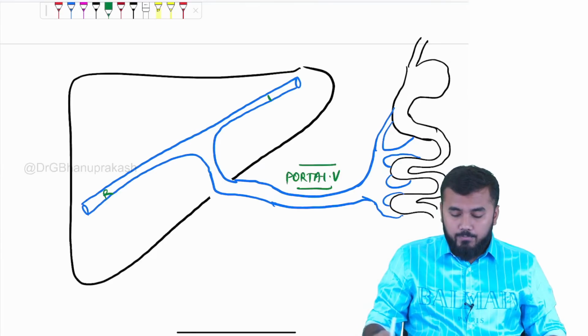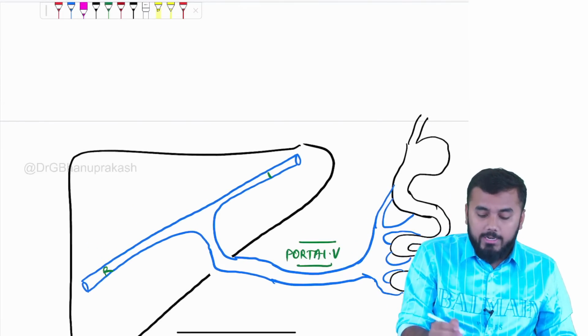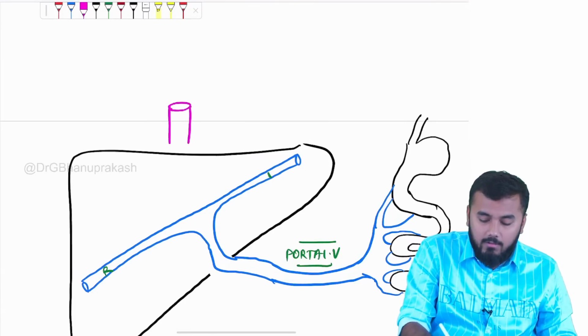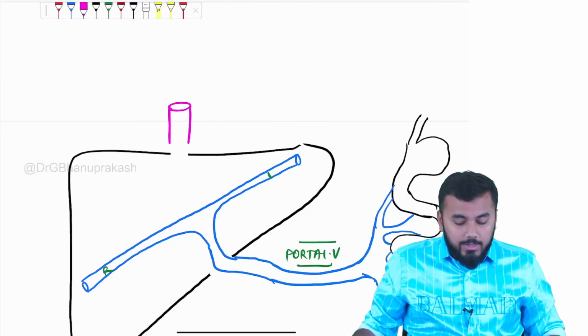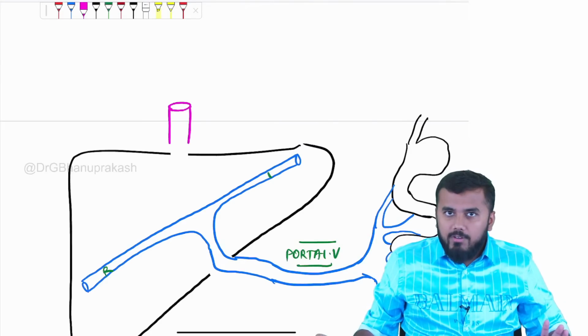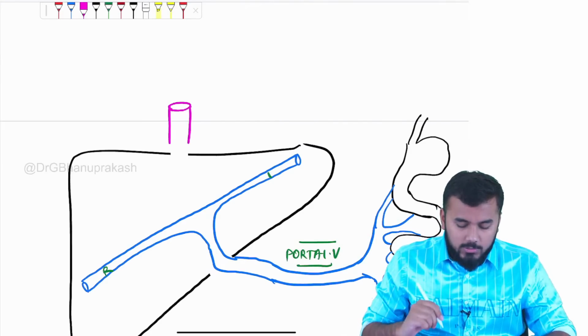Another important thing is that I have already discussed the inferior vena cava, right? It means there should be a bunch of veins draining into this inferior vena cava. Now, what are these bunch of veins, guys?